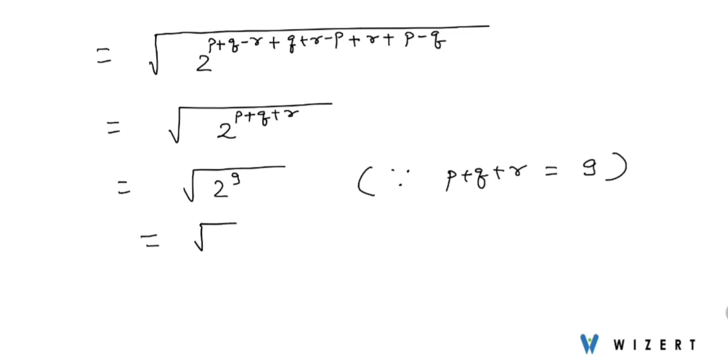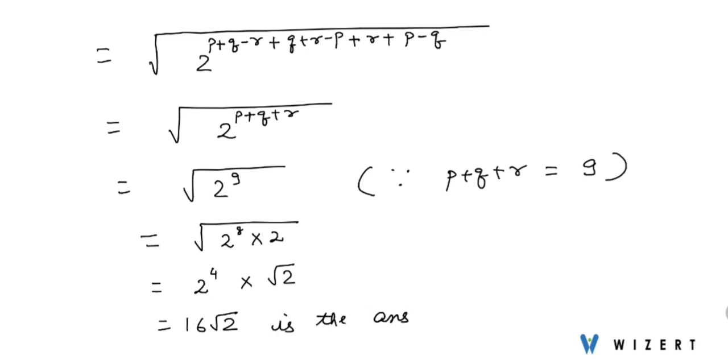Now 2 to the power 9 can be written as 2 to the power 8 multiplied by 2. So that we can take the 2 to the power 8 outside the root, because 2 to the power 8 under root will be 2 to the power 4 multiplied by under root 2. So this is equal to 2 to the power 4, which is 16, root 2. Root 2 is here. So 16 root 2 is our required answer.